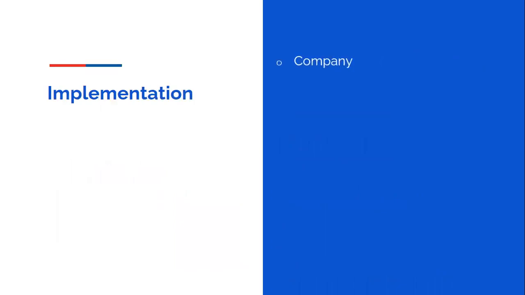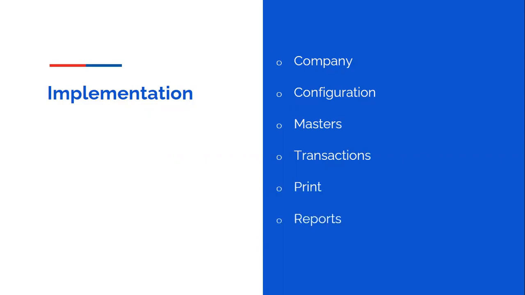Next is implementation. First of all, you have to create a company with the correct details. Next is configuration. You have to enable some required options to implement for the mobile industry. After the configuration, you can create masters like items, your parties, and also your expenses of your shop, of your business. After creating the masters, you can create transactions like purchase, sales, payment, receipt, all the vouchers you can post. And you can print the sales invoice in standard and advanced format. And last is reporting. After the transaction, you can view the report as per your needs.